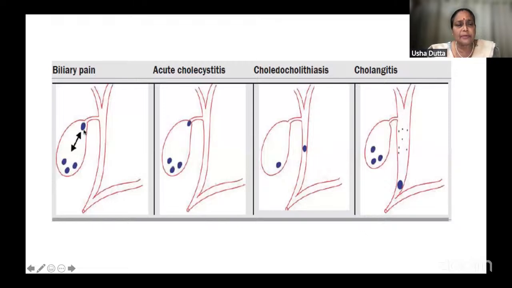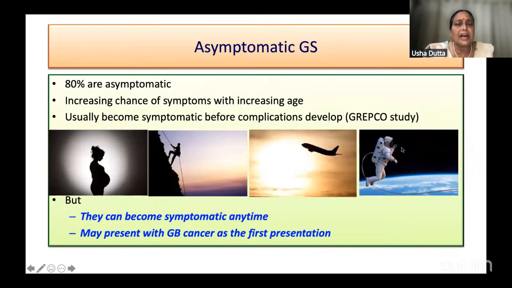However, as we said, biliary pain could happen because of the stone in the cystic duct or in the CBD, and we could have acute cholelithiasis with or without cholangitis. What happens with asymptomatic stones? 80% of the stones are asymptomatic, with an increasing chance of becoming symptomatic with increasing age. There was a study called the GREPCO study, which has been quoted ad nauseam, but had very limited numbers and showed that a very small percentage go on to develop gallbladder related complications, and they suggested that patients will become symptomatic before they have complications.